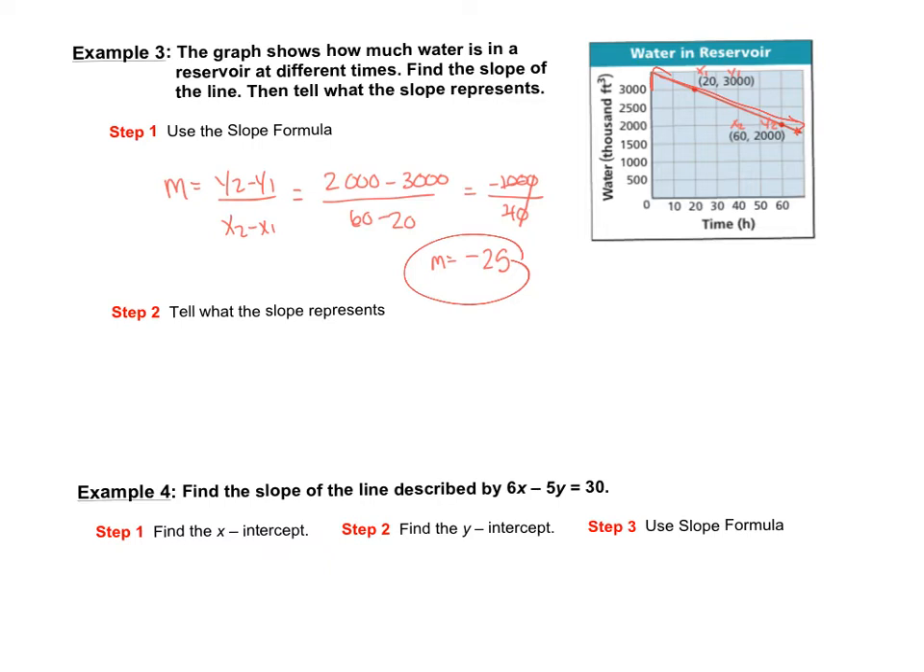Well, I can take the words right from my x and y axis. So remember, slope is y over x, right? So I'm going to take the wording from my y-axis, 1,000 feet cubed per hour. So the slope is represented using these labels.